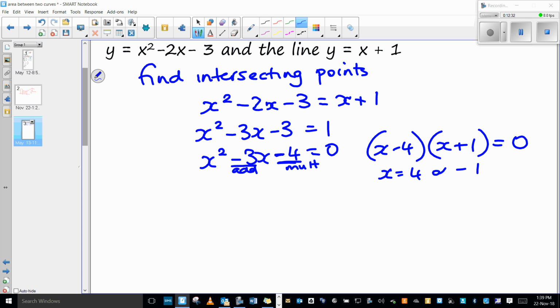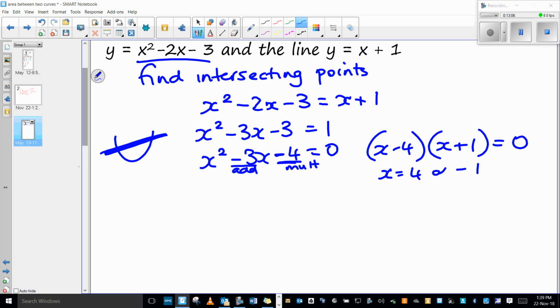So now what we have to decide is which one's on top. Visualize what kind of graph that is. Parabola, yes? And what kind of thing is this? Line. Straight line. So in order for there to be an area, it's got to be going through it like that, which means the straight line is the one on top. Do you see how that thought process works?